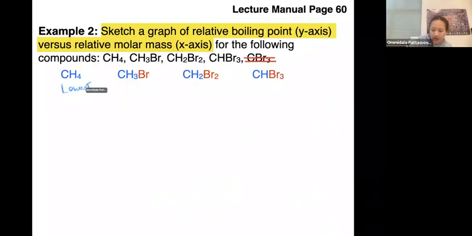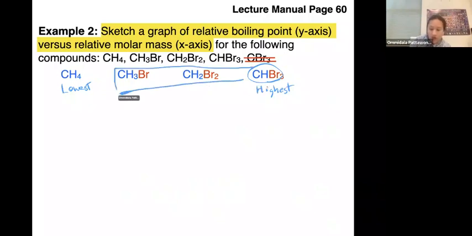And then CHBr3 would have the highest boiling point. The reason for that is because this one has the highest molar mass. Because all these three are going to have the same type of dipole, but this one has the highest molar mass, so this one is going to have the highest boiling point. Okay, so now you plot a graph.